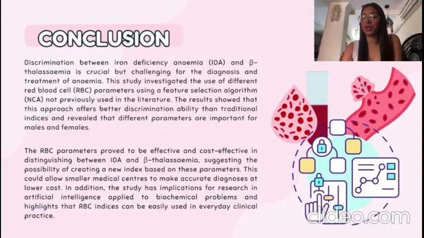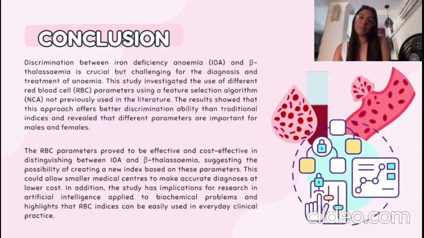Conclusion: Discrimination between iron deficiency anemia, IDA, and beta thalassemia is crucial but challenging for the diagnosis and treatment of anemia. This study investigated the use of different red blood cell parameters using a feature selection algorithm, NCA, not previously used in the literature. The results show that the approach offers better discrimination ability than traditional indices and reveal that different parameters are important for males and females.